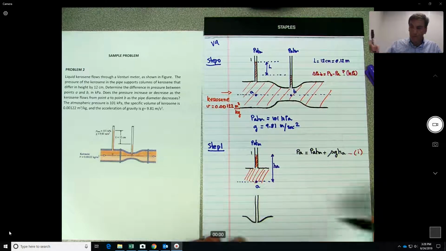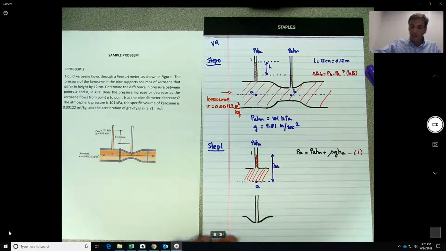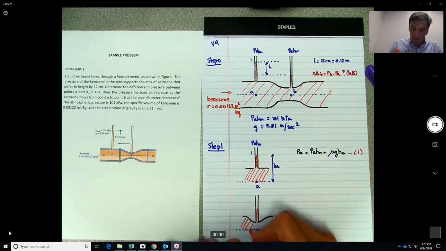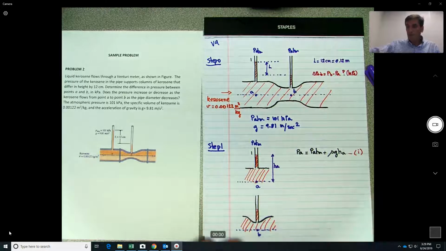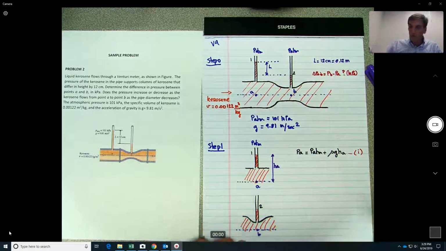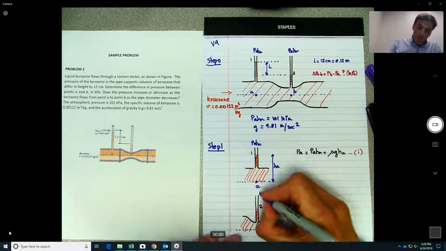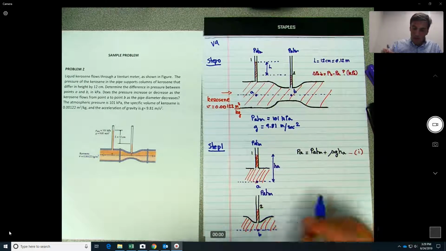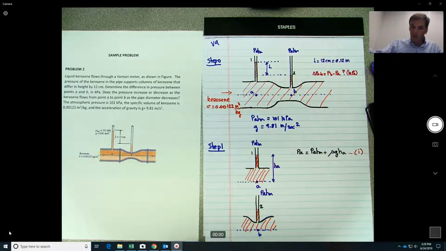All right, and let's say our point B should be here. This time this will be G, and let's call this point 2 over here. But again, we know we have P atmosphere acting here. And now let's look at that distance over here.